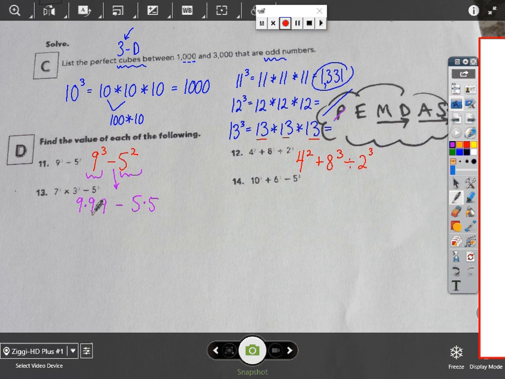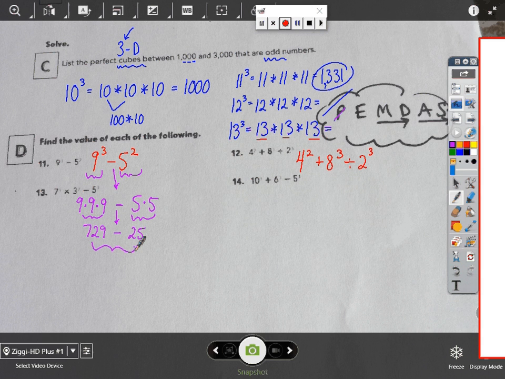Well, 9 times 9 is 81. Times 9 again is 729. I want to double check this. 9 times 8 is 720. 9 times 1 is 9 more. I think we're good. 5 times 5 is actually 25. So I'm going to solve those exponents first and keep bringing down the subtraction. When I'm done, I'm ready to subtract. I have 729 take away 25.